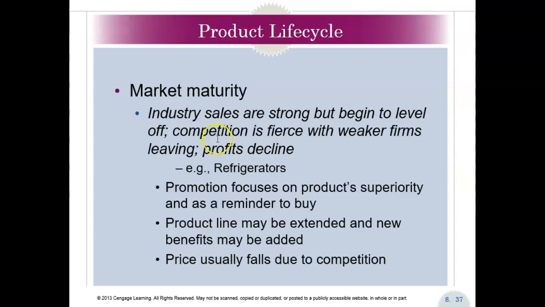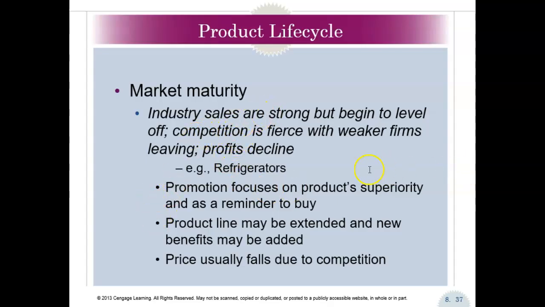On the other end of it is market maturity, where industry sales are strong but begin to level off. Competition is fierce. We have lots of different people out there, where the weaker firms tend to drop out because profits are declining. There are lots of examples of that we can think of today. What I can think of is landline phones. I mean, who needs a landline phone? They're still out there. People use them, and they spend money on them, but there's not a lot of growth potential in them. So how do you manage that product line at its maturity?